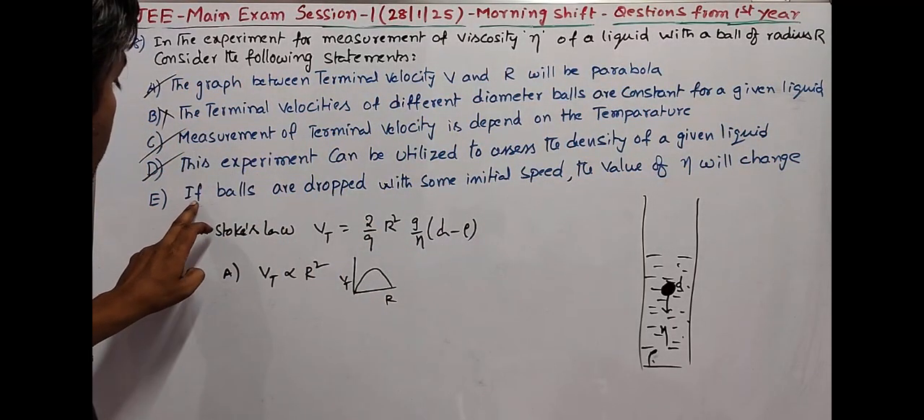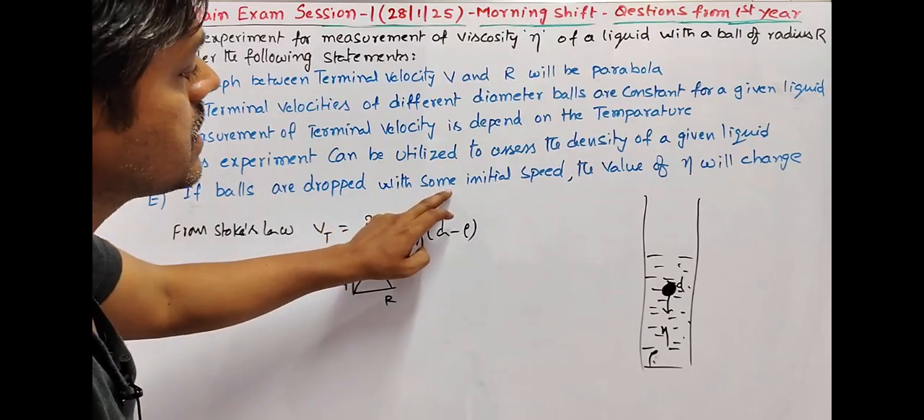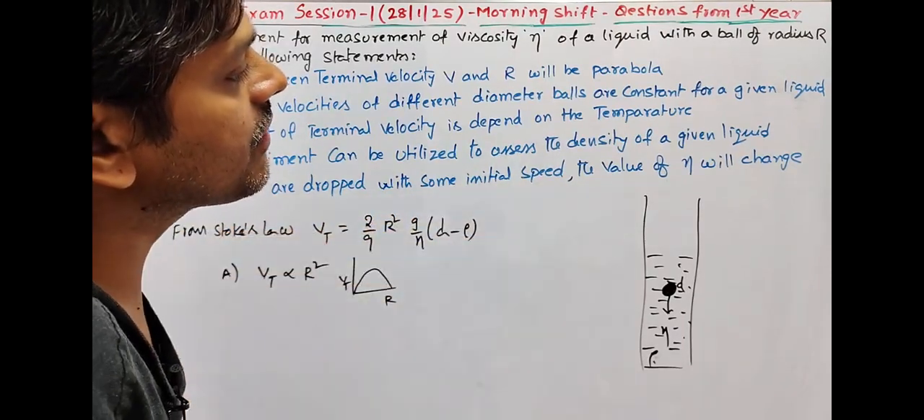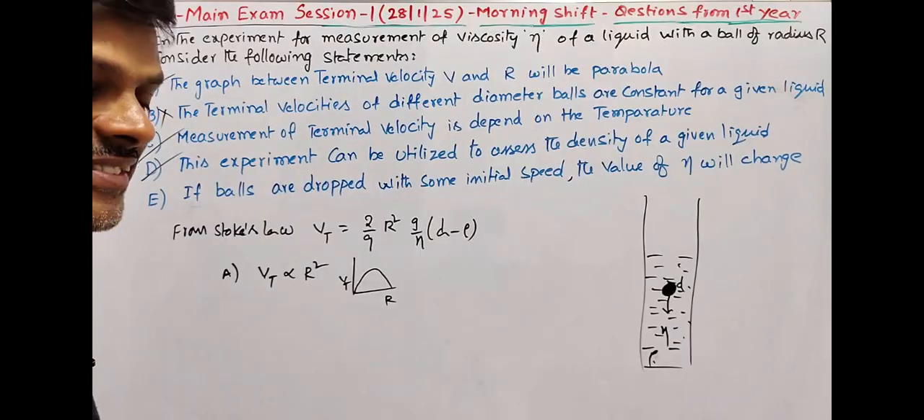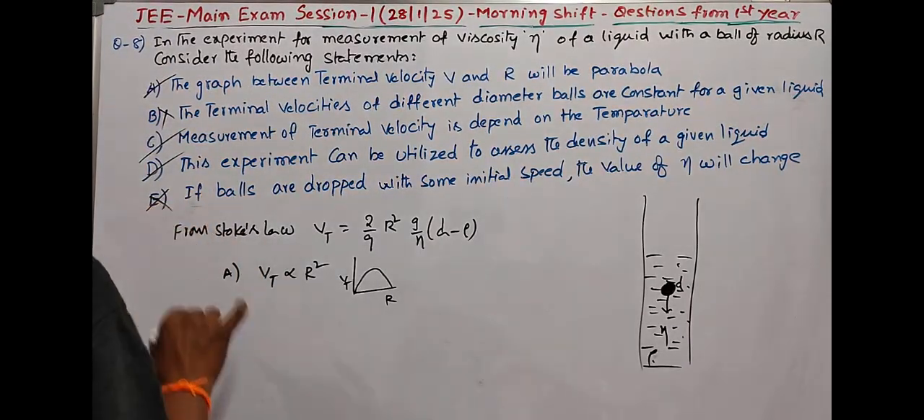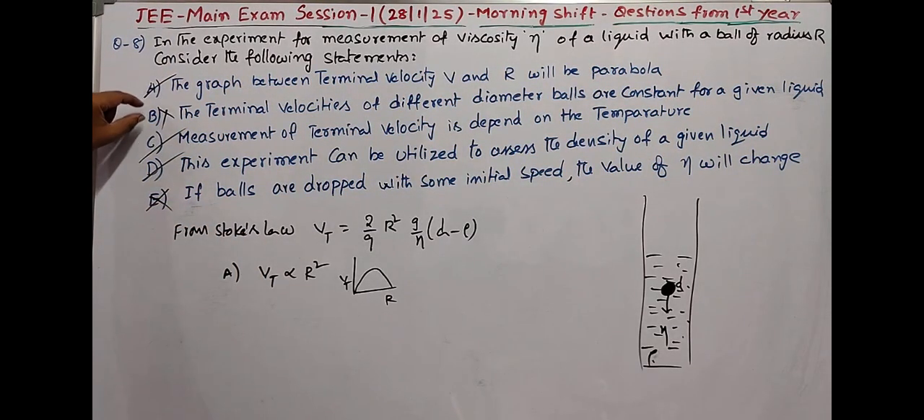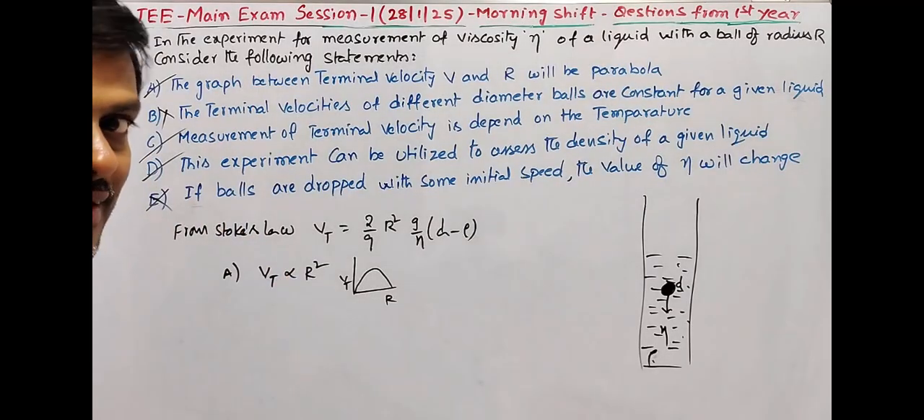Next, option E. If balls are dropped with some initial speed, the value of eta will change. No, it is not correct. So it is wrong. So from the given options you can select A, C, D. This is a multiple option question. So in this question, options A, C and D, these three are correct options. Okay, right.